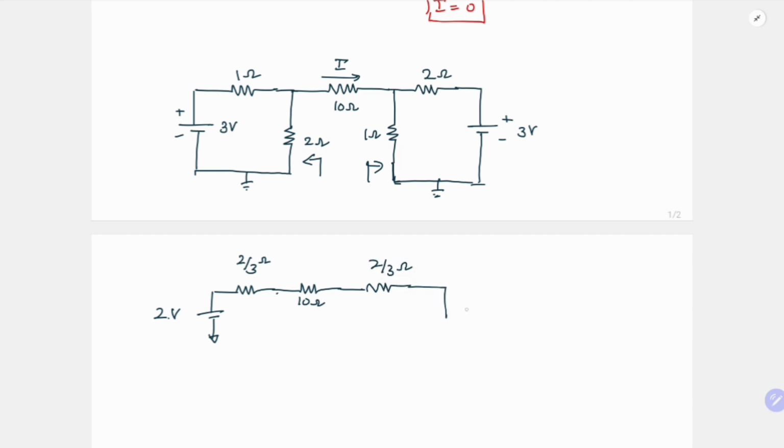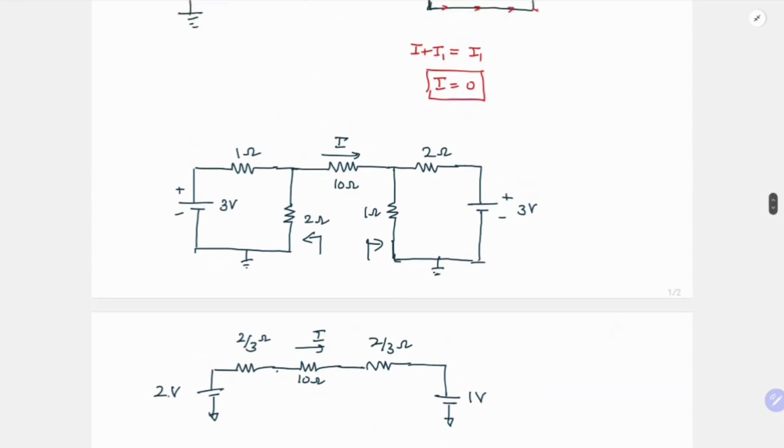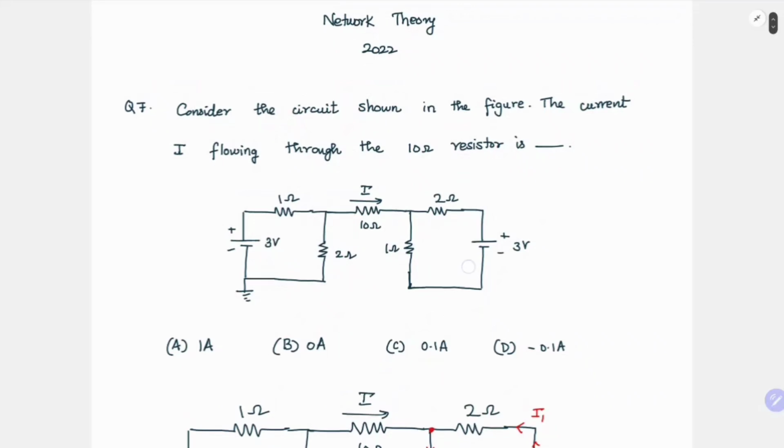And your voltage is 1 volt. It is 1 by 3 into 3, 1 volt. So now you can find I easily. So I is nothing but 2 minus 1 by 10 plus 4 by 3. So this is nothing but 1 by 34 by 3, which is 3 by 34. So if you approximate this, it will come to some 0.1 something, little less than 0.1. So if you go back to your question, you have option of 0.1 also. So many people might also choose this option, but the correct answer is 0 ampere, option B.